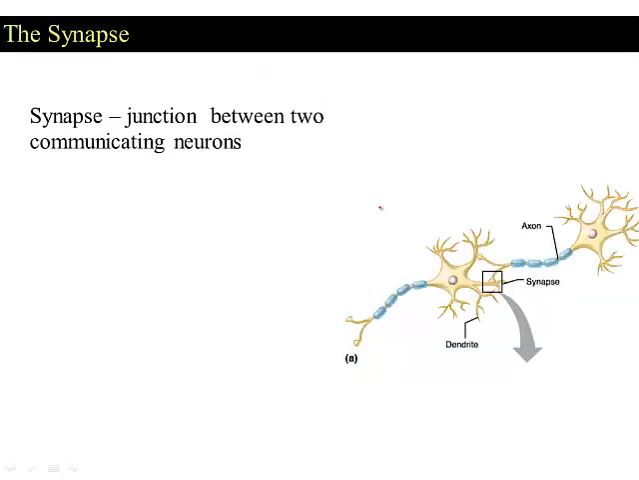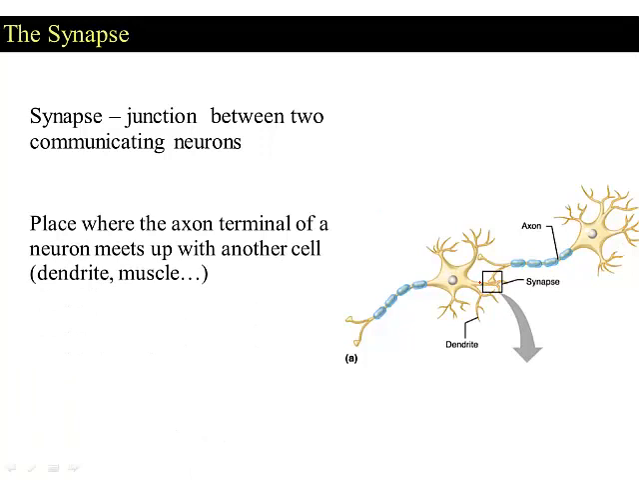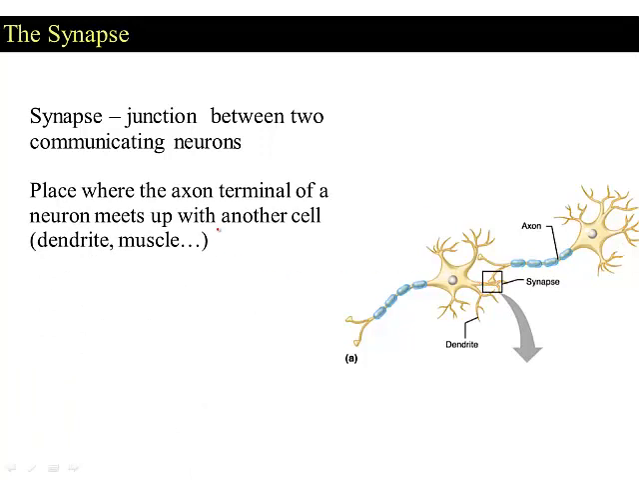So the synapse is the junction between two communicating neurons. So where one neuron comes together with another neuron, we call that spot a synapse. So basically it's the axon terminal of one neuron meeting up with the dendrite of the other. So here's your axon terminal meeting up with the dendrite of the next cell. Or it could be with just a piece of the cell if it was a muscle or a gland.